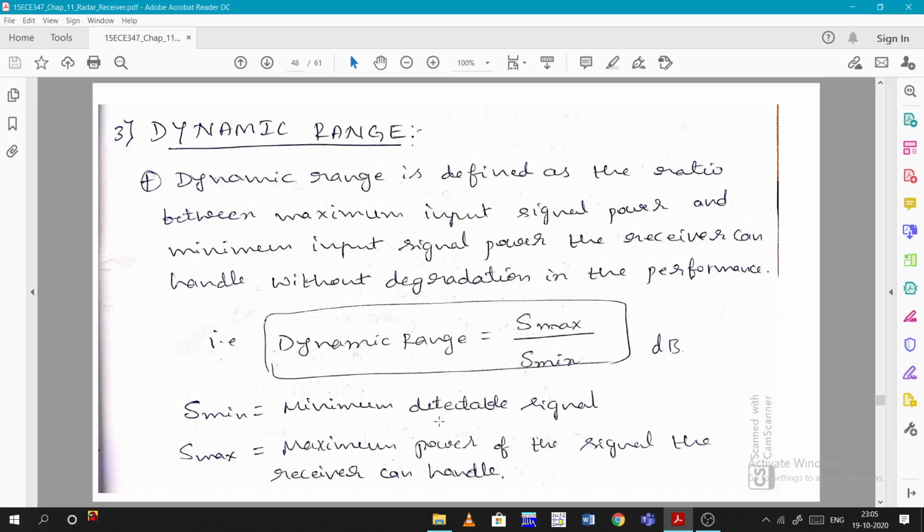Now dynamic range. Dynamic range is defined as the ratio between the maximum input signal power and the minimum input signal power that the receiver can handle without any degradation in performance. So it is Smax by Smin. That means the maximum signal power that can be received without any degradation in performance, divided by the minimum signal that can be detected by the receiver without any degradation in performance.